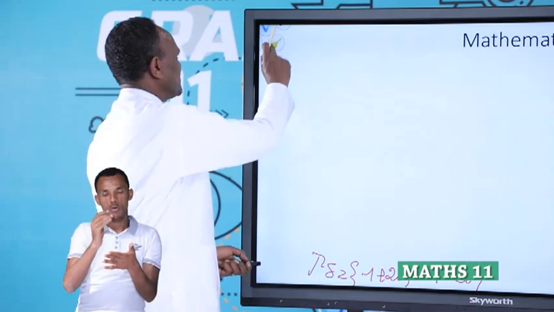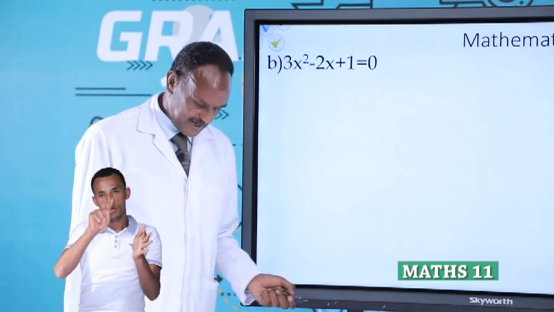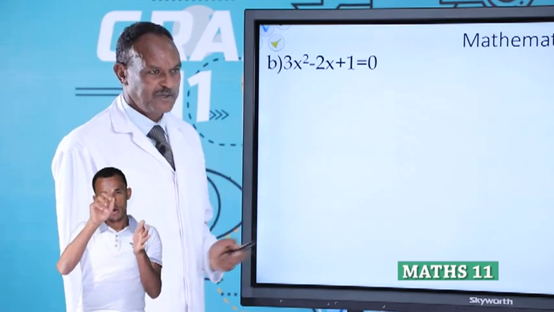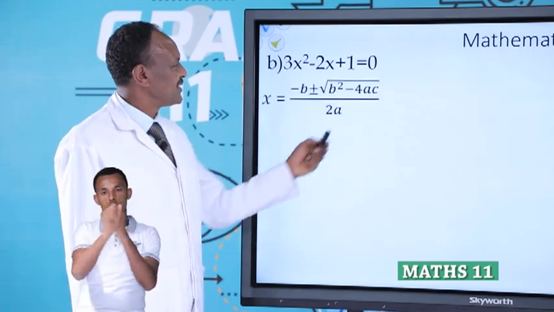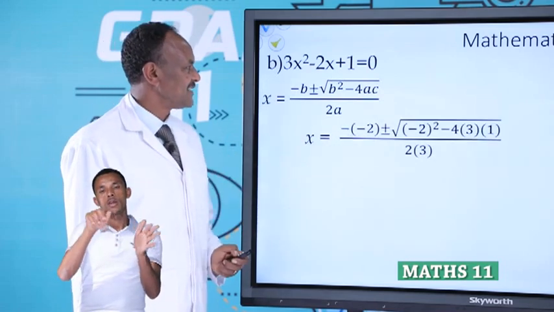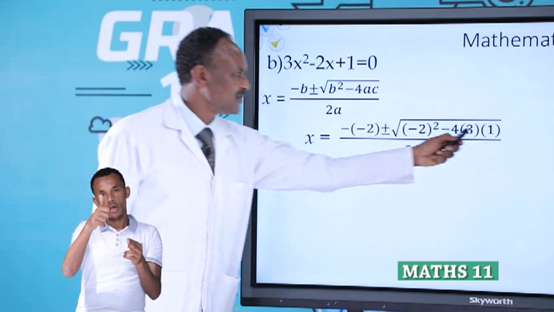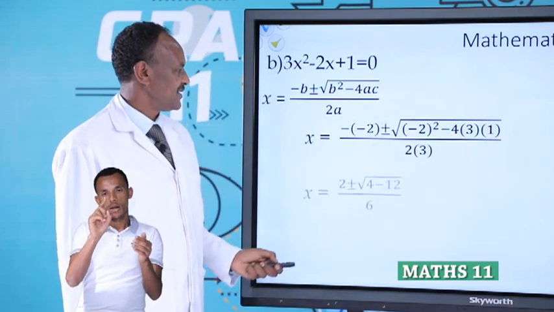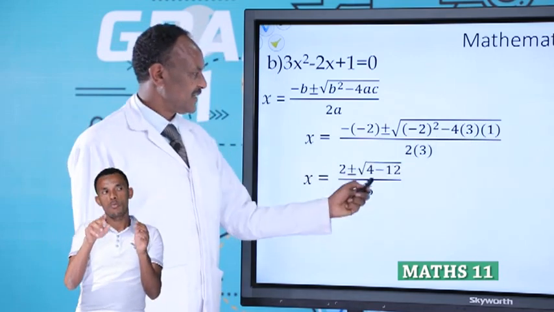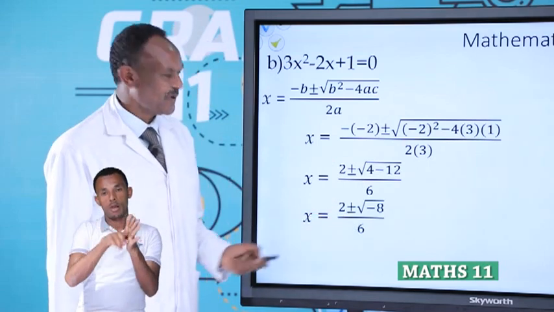Let's take the other one also. B: 3x squared minus 2x plus 1 is equal to 0. Still, this is a quadratic equation, but the value of a is 3, b is negative 2, and c is 1. What is the solution? Again, I will use the quadratic formula. You will have minus b, which is minus negative 2, plus or minus the square root of negative 2 squared minus 4 times a, 3, times c, 1, divided by 2 times a. When I simplify it, you will have positive 2 plus or minus the square root of 4 minus 12. But 4 minus 12 gives negative 8. So you have 2 plus or minus the square root of negative 8 over 6.